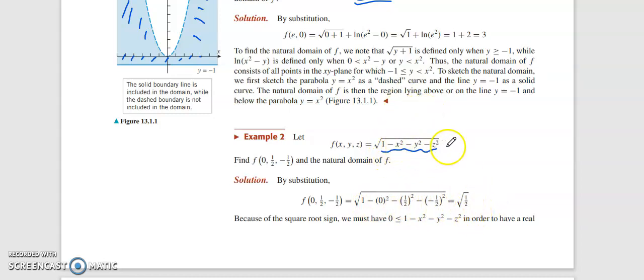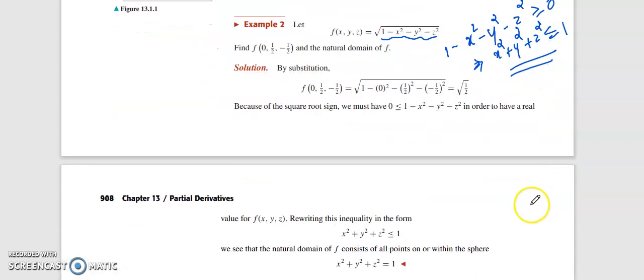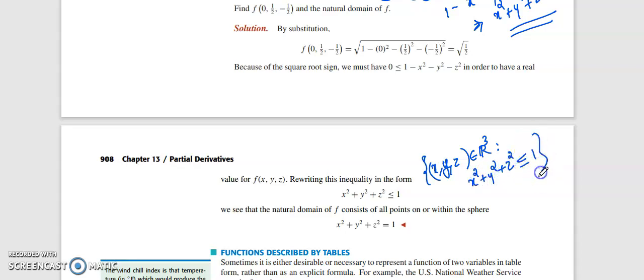Again, to find the domain, under the square root it must be greater than or equal to 0. So you will get 1 minus x square minus y square minus z square greater than or equal to 0. So x square plus y square plus z square will be less than or equal to 1. Now this is the sphere and its interior. So the domain will be the set of all x, y, z belonging to R3, the 3-dimensional space, such that x square plus y square plus z square is less than or equal to 1.